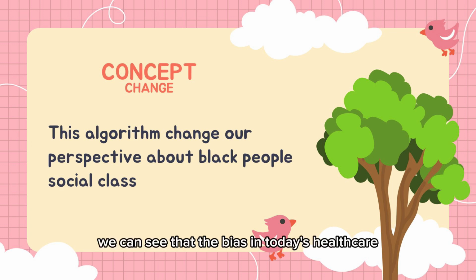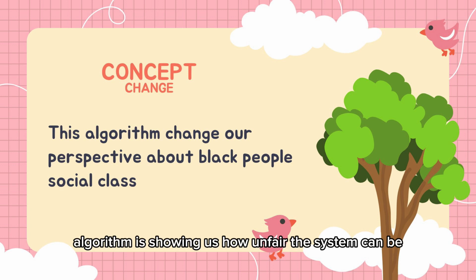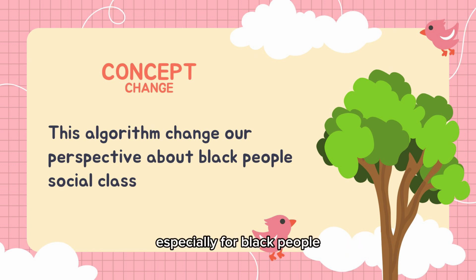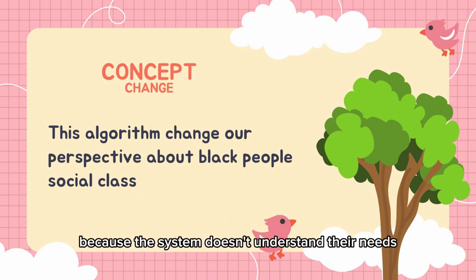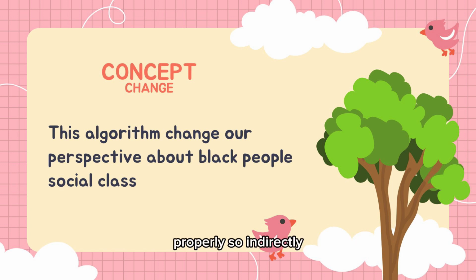Moving on to the concept, which is change. From the example, we can see that the bias in today's healthcare algorithms is showing us how unfair the system can be, especially for black people. So it changed our perspective and made us realize that race and social class affect how people get their healthcare. And this algorithm shows that black patients might not get the care they need because the system doesn't understand their needs properly. So indirectly, it's making us think more about how to fix these problems.